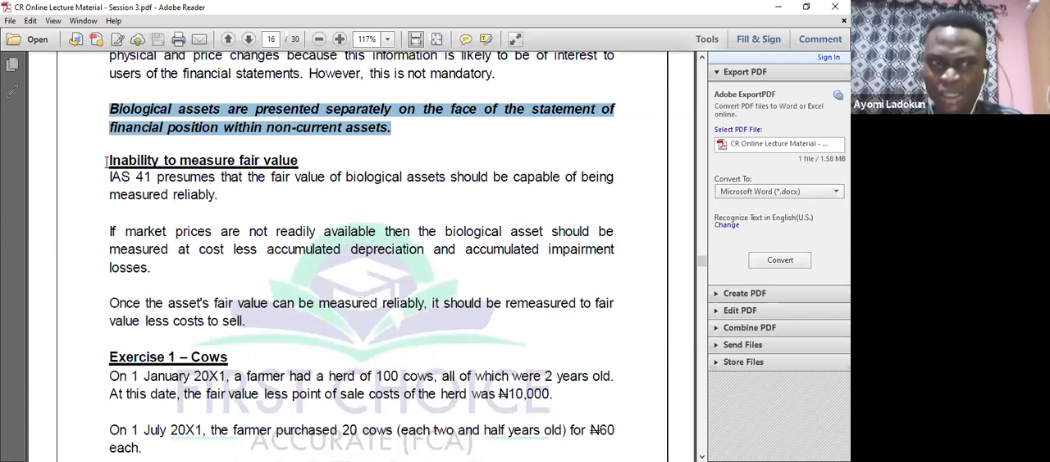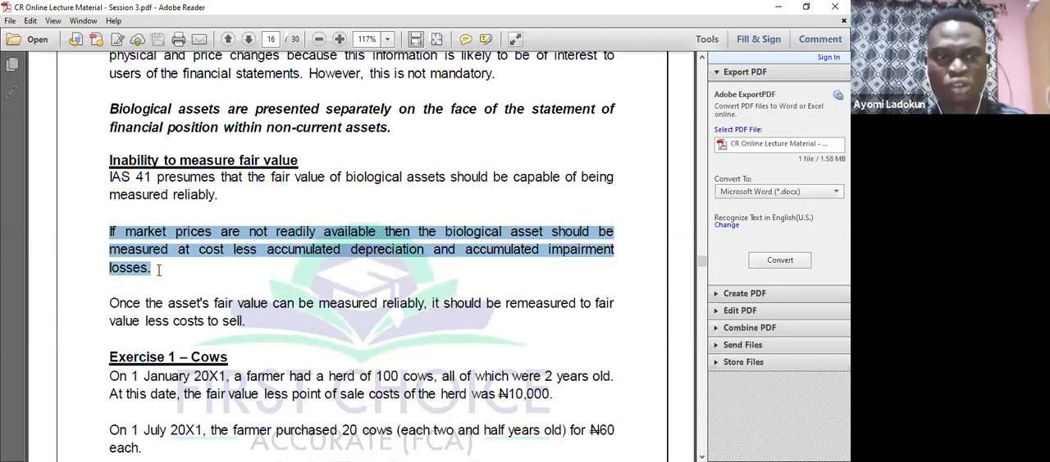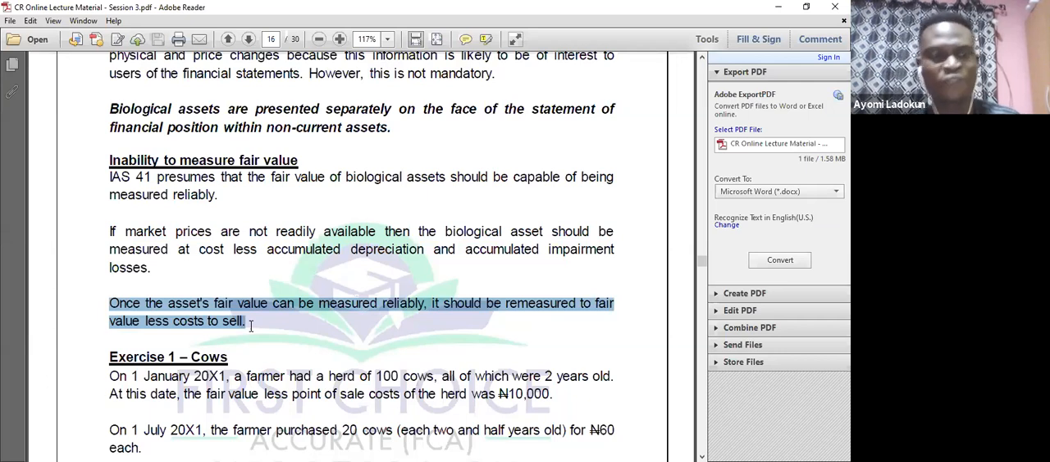The standard is saying something about inability to measure fair value. Maybe it's quite difficult to measure the fair value. IAS 41 presumes that the fair value of biological assets should be capable of being reliably measured. Obviously, because when you say agriculture, of course, it's easily seen in the market. That's why it should be easy to measure. But if market prices are not readily available, then biological assets should be measured at cost, less accumulated depreciation and accumulated impairment losses. Once the asset's fair value can be measured reliably, it should be remeasured to fair value less cost to sell.